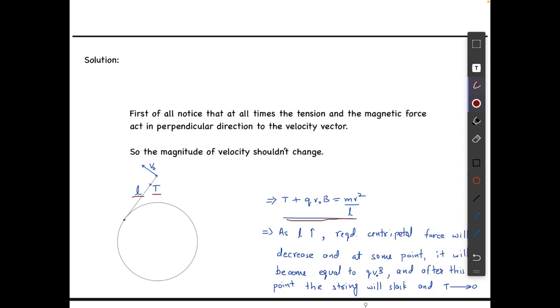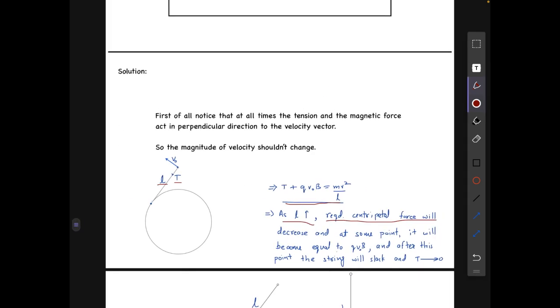As we know, L goes on increasing as the thread is unwinding, so as L increases the required centripetal force will decrease, and at some point it will become equal to Qv0B, and after this point the string will slacken and T will tend to 0. The tension is adjustable, so it will start decreasing, and Qv0B will not change. So at some point T will become 0 and mv² by L will equal Qv0B.